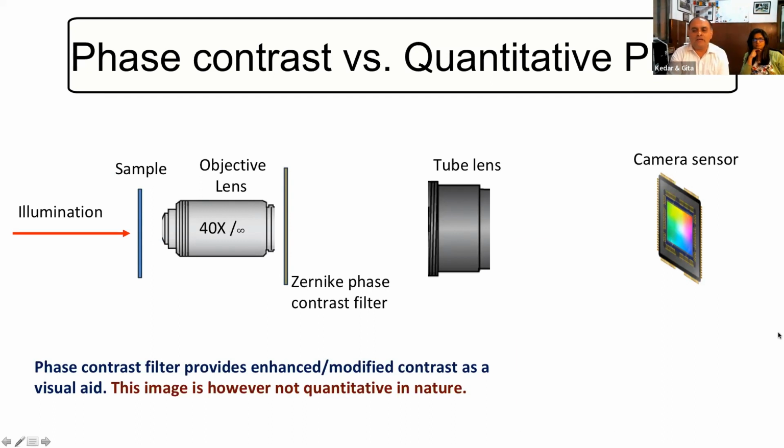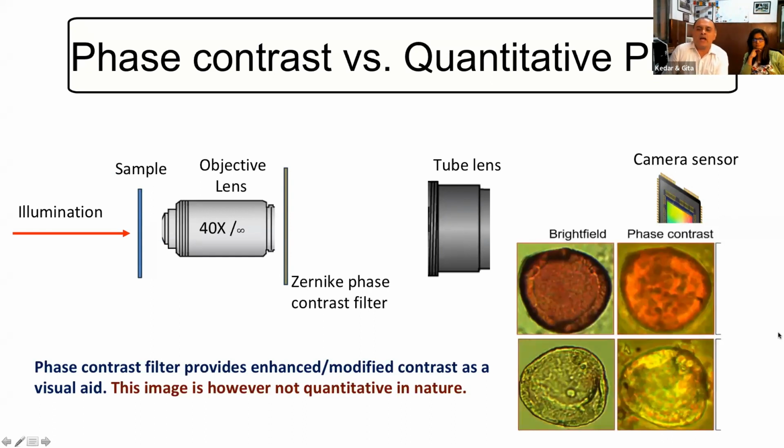And this filter actually provides an enhanced or modified contrast of this object as a visual aid. You can see here on the right-hand side, if this is a bright field image, this is how the phase contrast will look. Tiny features that are not visible in the bright field suddenly appear in the phase contrast image. So this is a very good visual aid sometimes, but this image is actually not quantitative in nature. What I'm going to show you with this DHM, or digital holographic microscope, is actually a quantitative image.